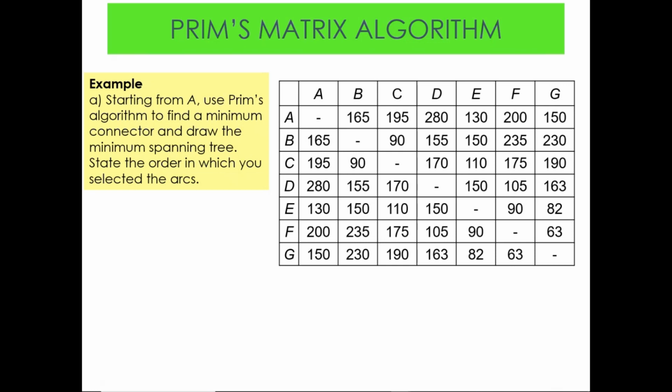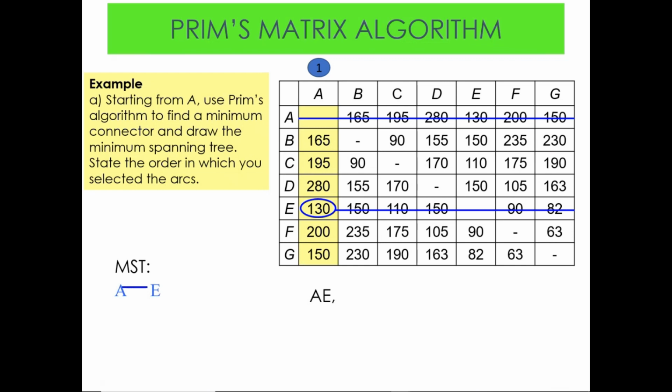So we're starting from A. The first step is to cross out row A and label up column A with a 1. That's the first node that we've got in our network. Then you look down column A for the smallest out of those. The smallest out of those is A to E, which is your 130.